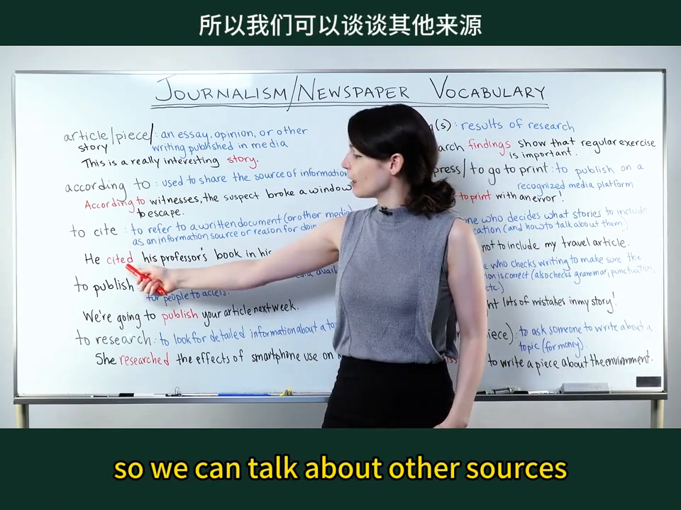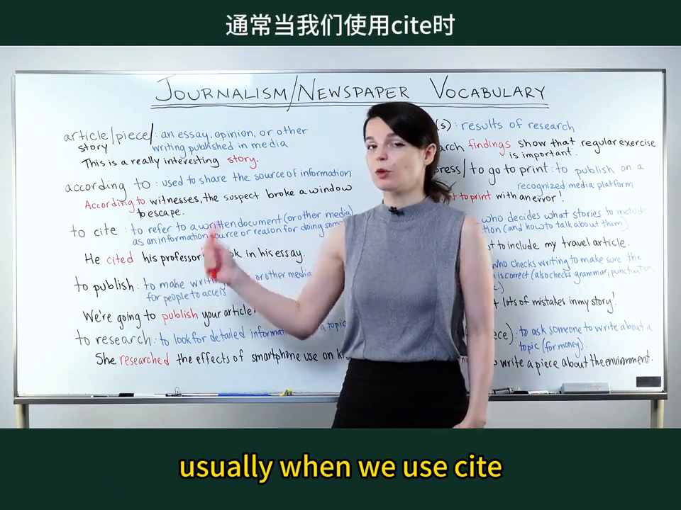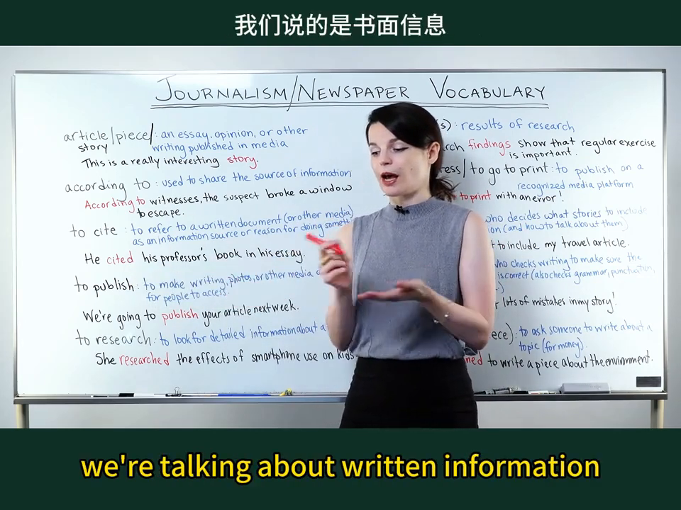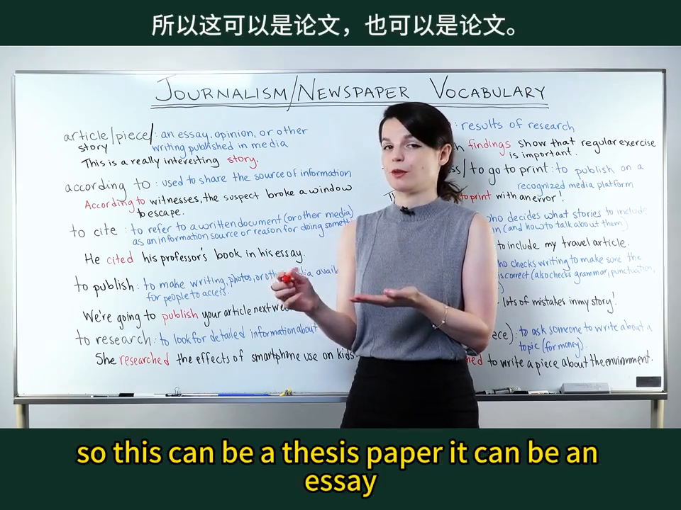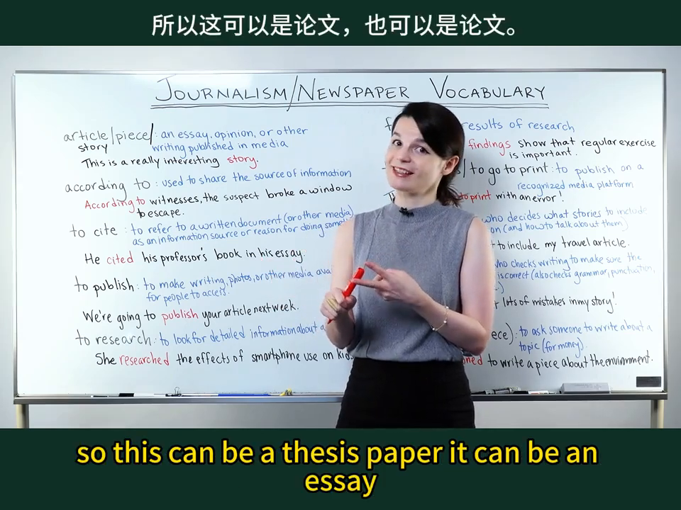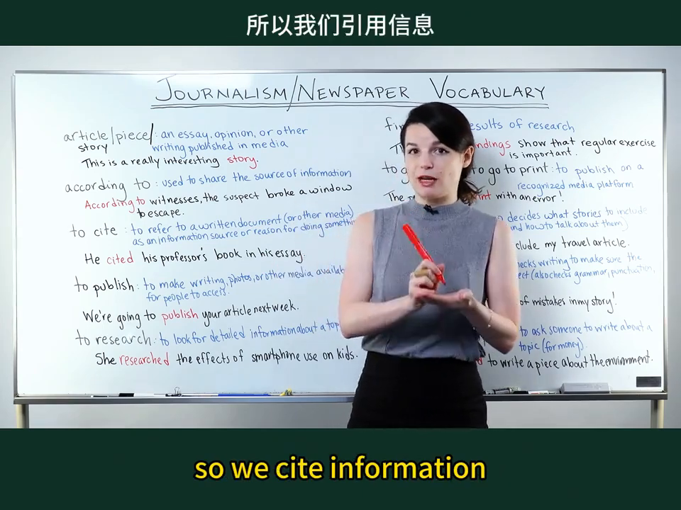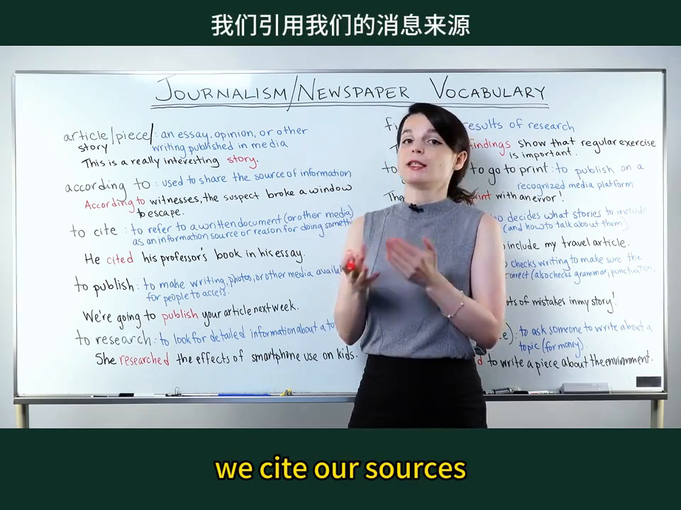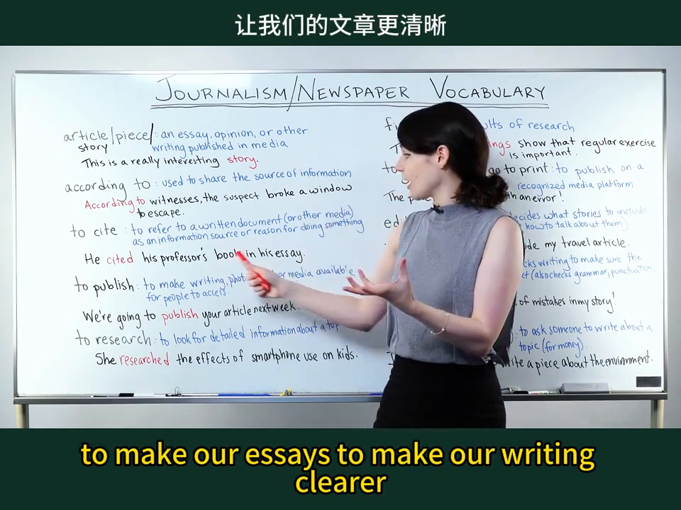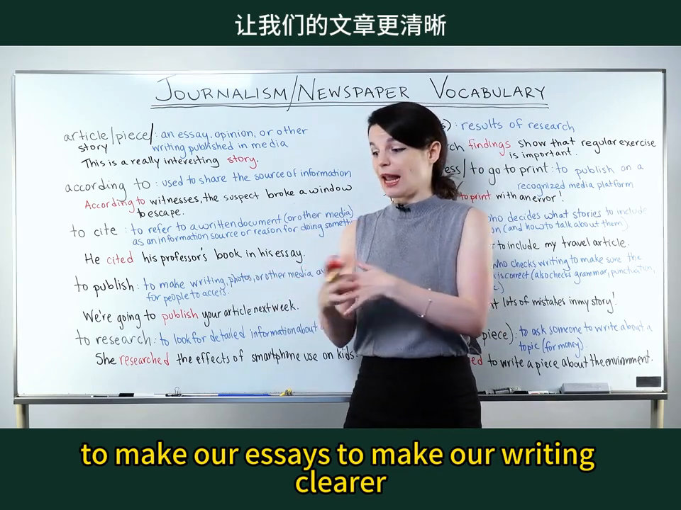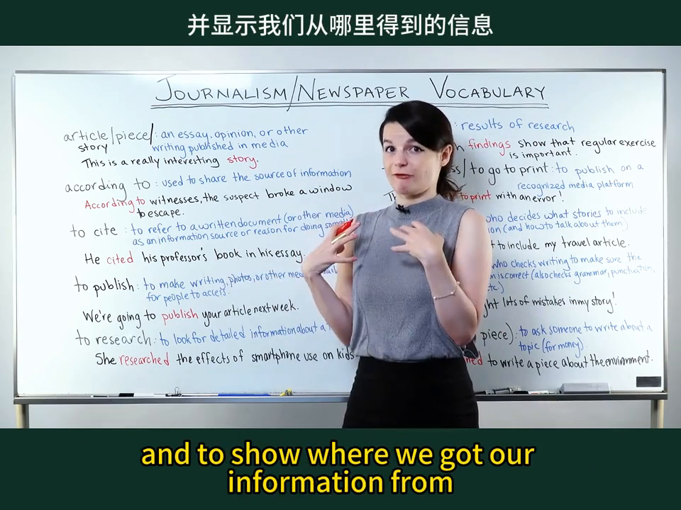So we can talk about other sources. Usually when we use cite, we're talking about written information. So this can be a thesis paper, it can be an essay, it can be a newspaper article. So we cite our sources to make our writing clearer and to show where we got our information from.